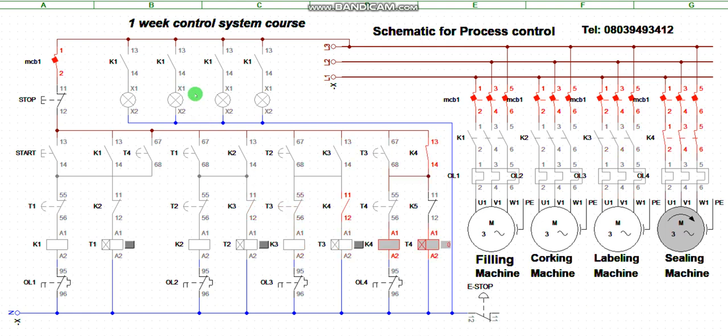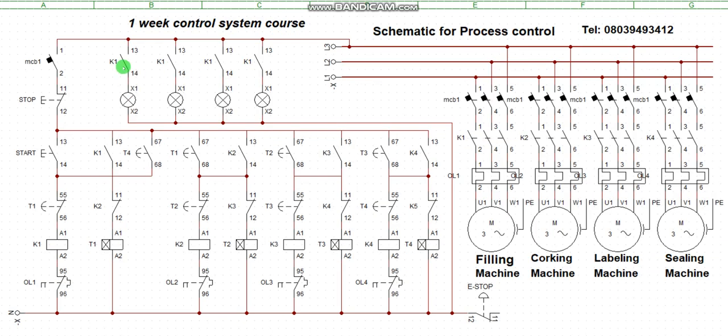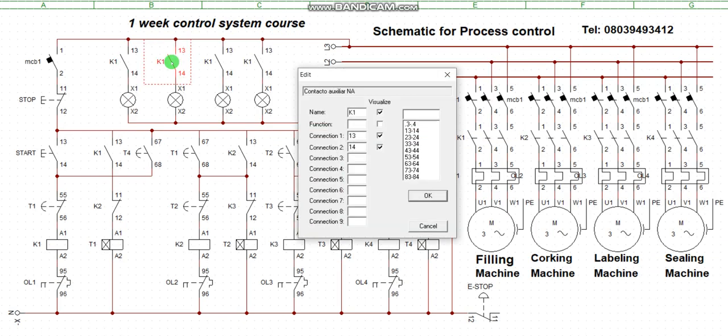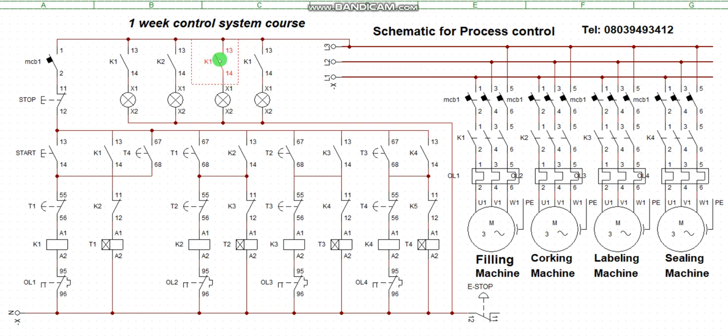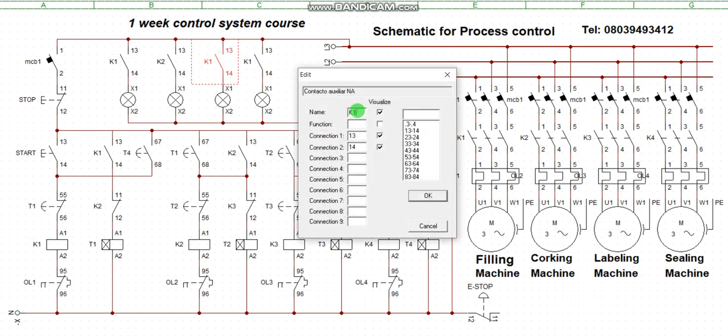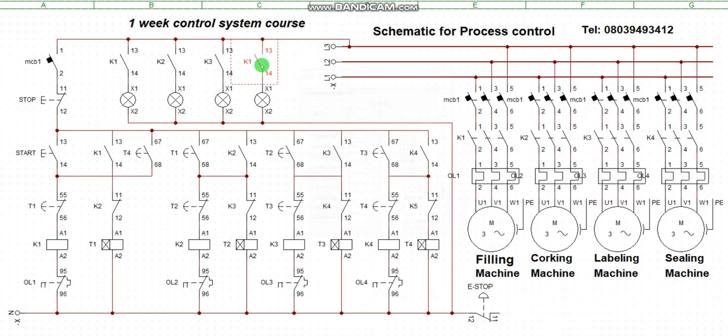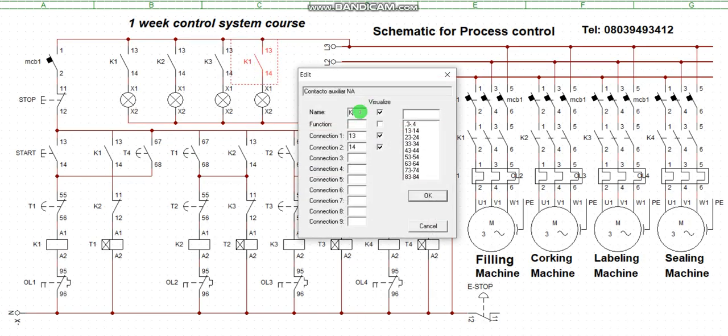Then for the illumination, I think we have a problem here. Each of these indicator lamps is supposed to illuminate when each of the machines comes up. So we have to make a change here. So we stop the simulation. This is K1, yes. Supposed to have K2 here instead of K1. This is K2. Then this one is supposed to be K3. All right. Then lastly, this is our K4.